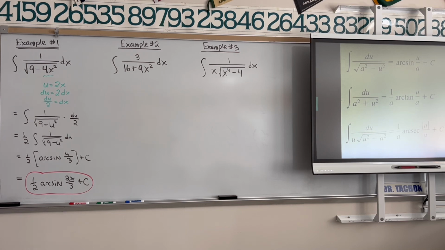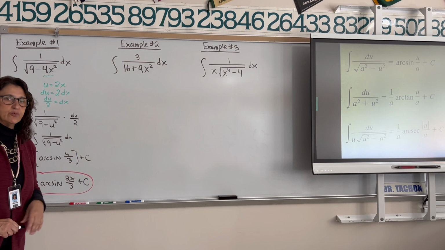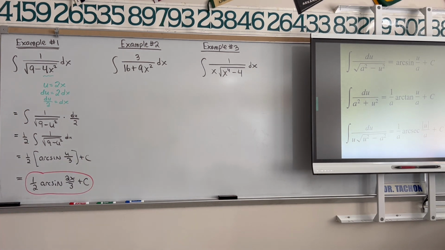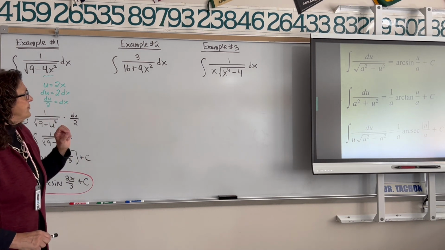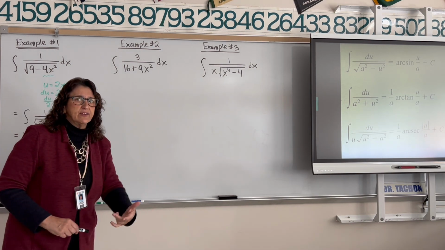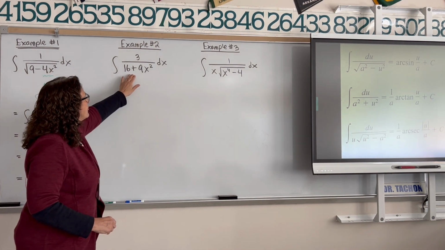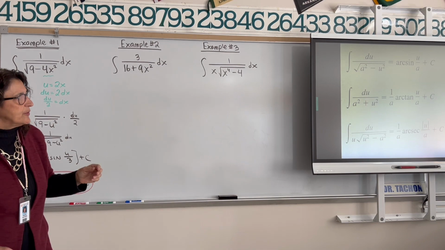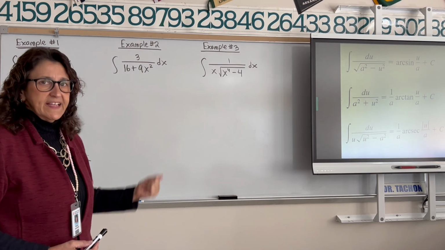3 over 16 plus 9x squared. That's what we want to integrate for example number 2. So which form do we have here? Well, notice there's no radicals in the denominator. We clearly have an a squared plus u squared in the denominator. So looks like this one's taking on our tangent rule, all right?